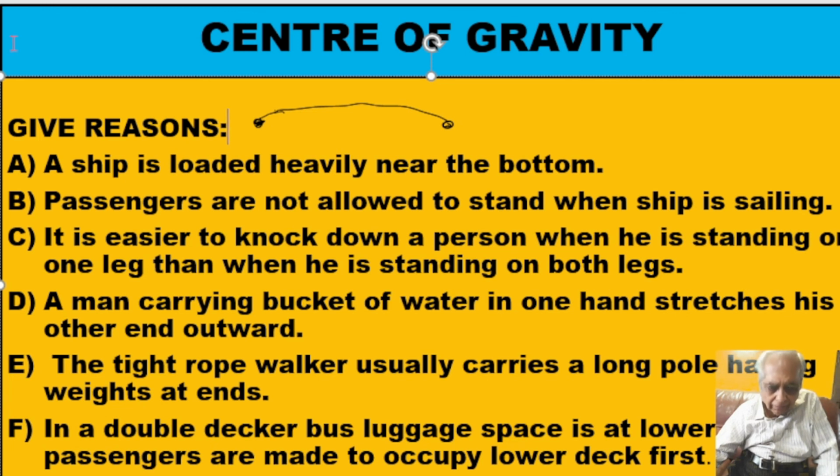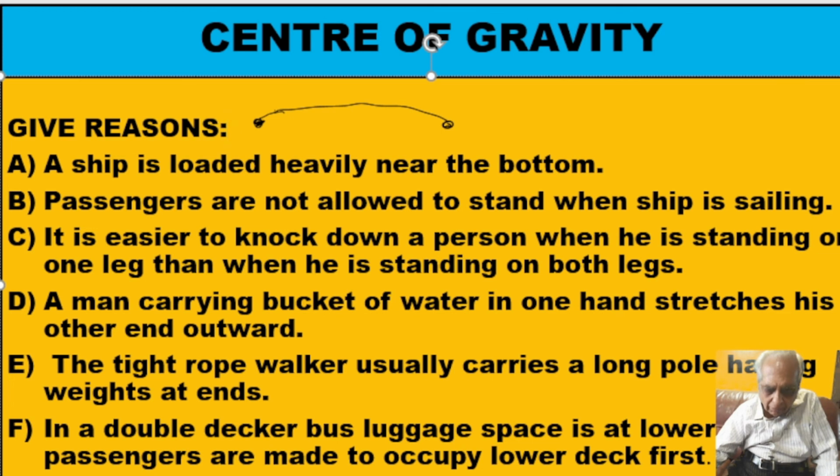Is it alright? Now we'll go to one more. In a double-decker bus, so bus is having, so that person can sit in the lower deck as well as in the upper deck. Luggage compartment is always kept at the lower deck so that center of gravity of the bus would be at a lower height, because heavy things should be kept at the bottom, as we discussed that a ship is carrying heavy things at the bottom.